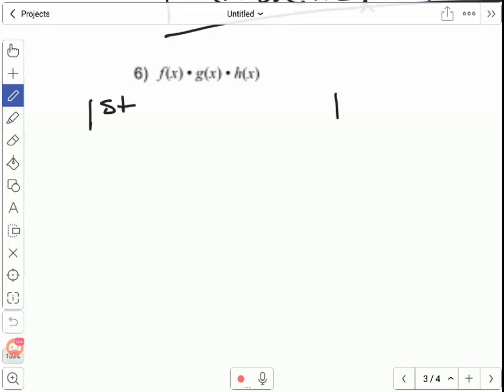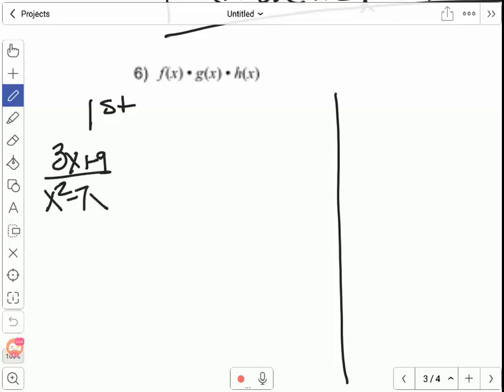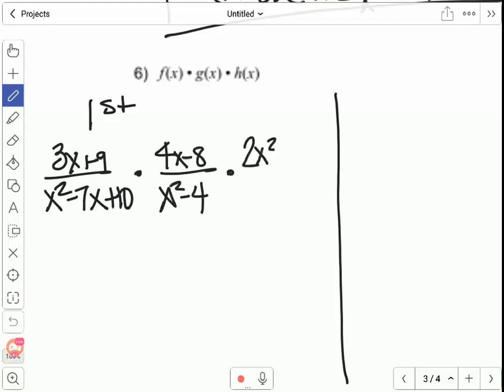Okay, so for first period, anybody who got their review during first period, we have f of x, which is 3x plus 9 over x squared minus 7x plus 10, times 4x minus 8 over x squared minus 4, times 2x squared minus 6x minus 36 over x squared plus 3x minus 10.